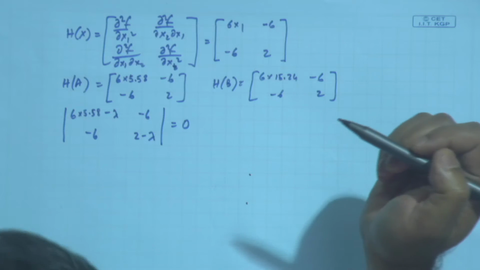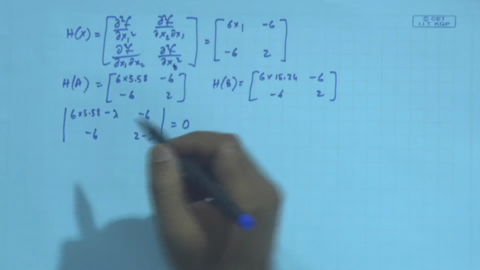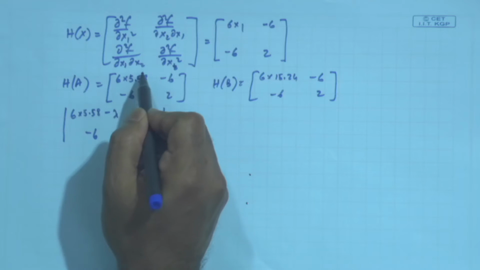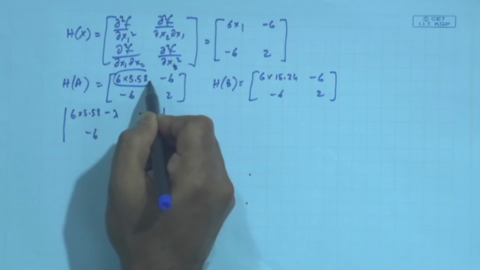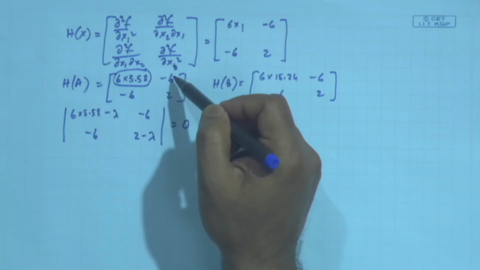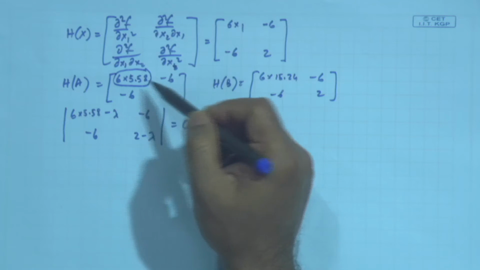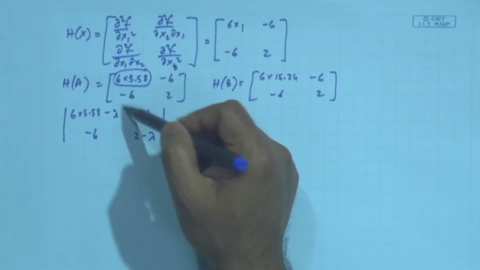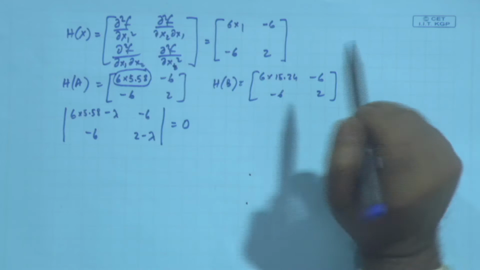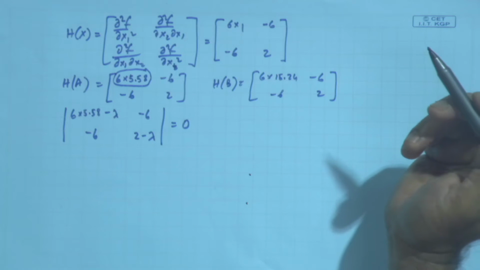You can also do the cofactor way. That may be easier here. So the first cofactor is this quantity only, and the second cofactor is the determinant of that. So this is already positive. Check the determinant. If that is positive, then both cofactors are positive, then that's a minima.